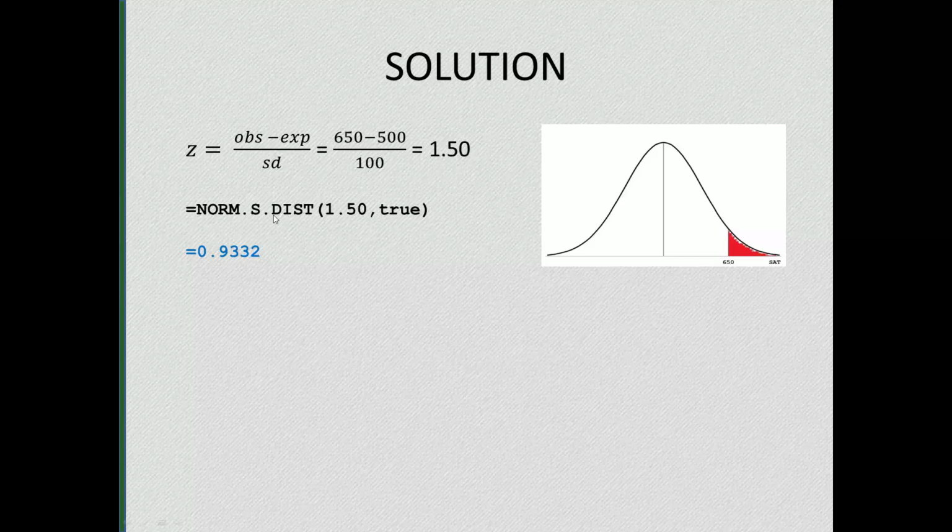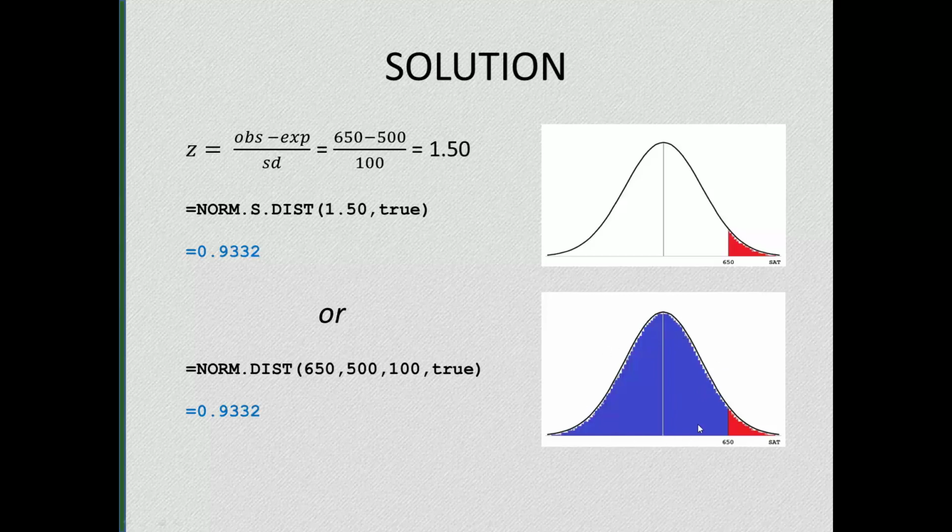And we can use the norm.s.dist function in Excel for 1.5, and it'll spit out an area. Alternately, we could have said simply the norm.dist function. What's the probability associated with the 650 if the mean is 500 and the standard deviation is 100? Either way, we'll get an answer of .9332, but that's not our final answer. Remember, the Excel formula tells us the area from a certain point on down. .9332 is this area in blue. We want the area in red, which will be 1 minus that. About 6.68% of the population will have SAT maths of 650 or higher.